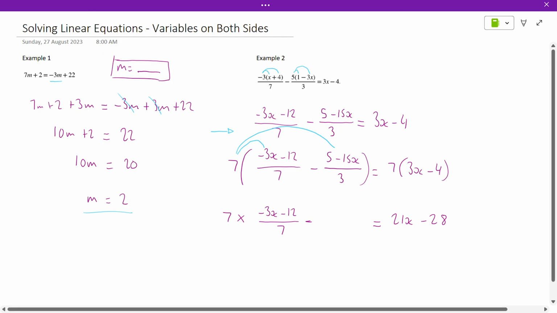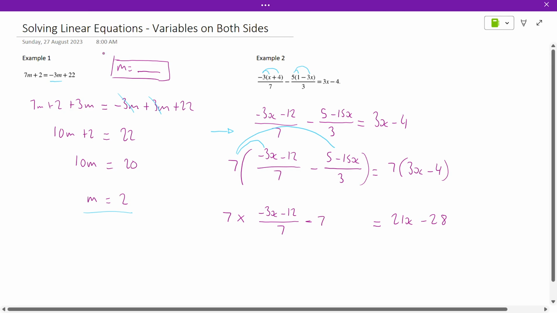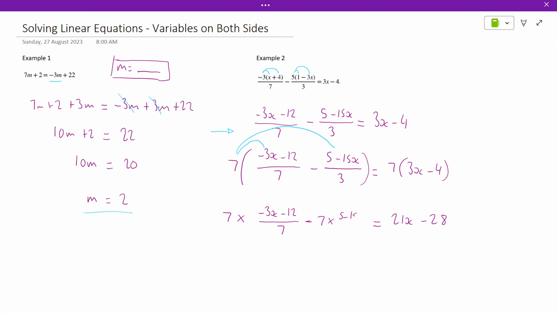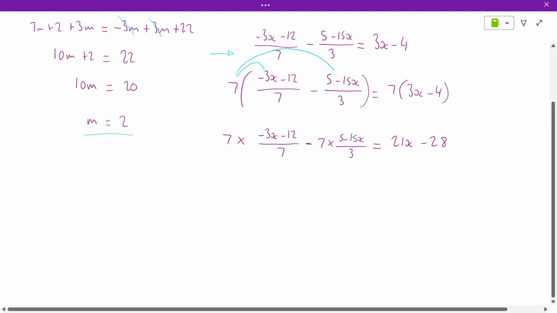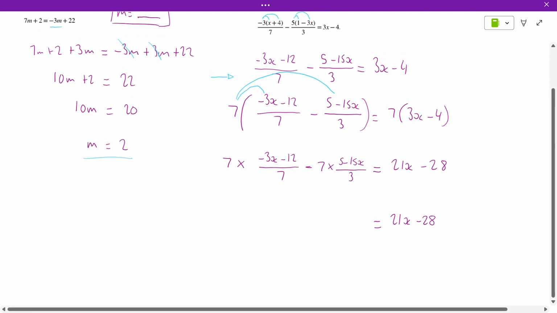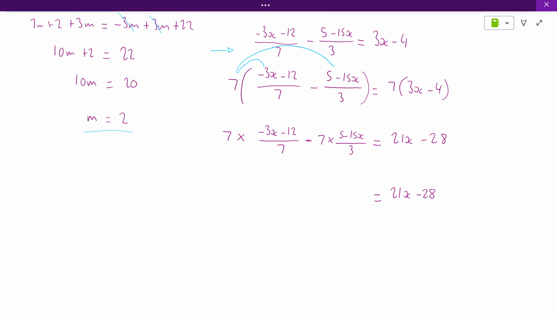Then a minus 7 times that whole second part. So 7 times 5 minus 15x divided by 3. Okay, next line, let's just simplify this. So the right hand side just stays exactly the same, minus 28. Once you get confident with a few of these, you can go a little bit quicker than this, and you can find some shortcuts along the way. But for the purpose of the video, I'm just going to do everything step by step.